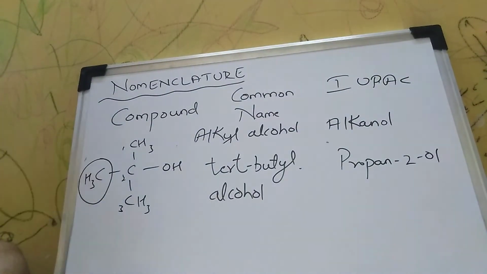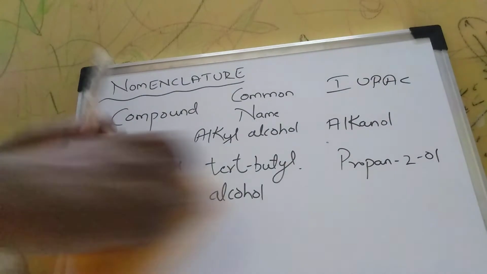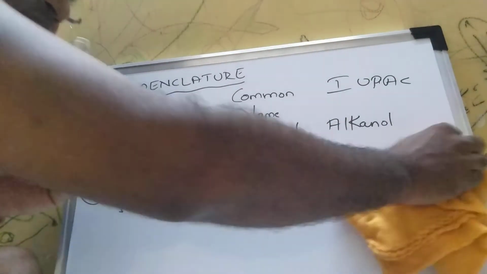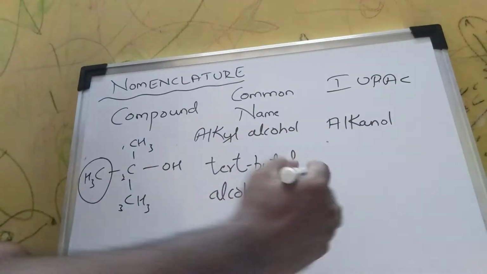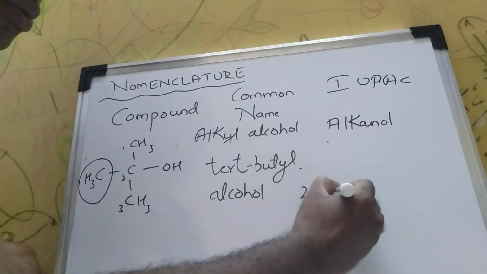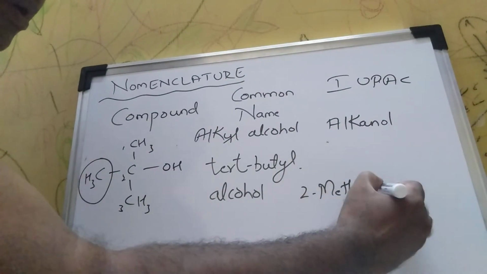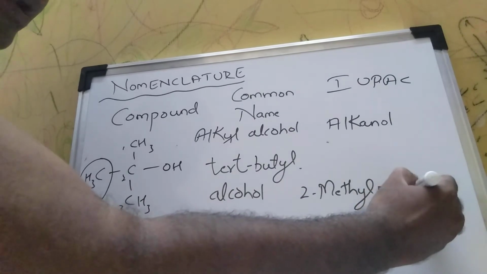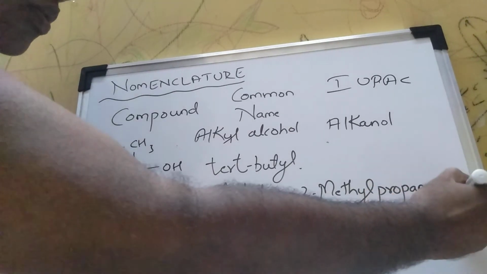Now this CH3 forms a substituent which is methyl. So we'll write the naming again in one line. It has to be always 2-methylpropan-2-ol.